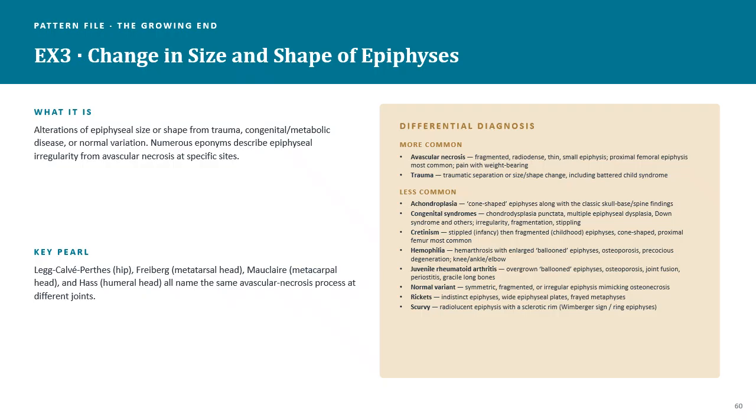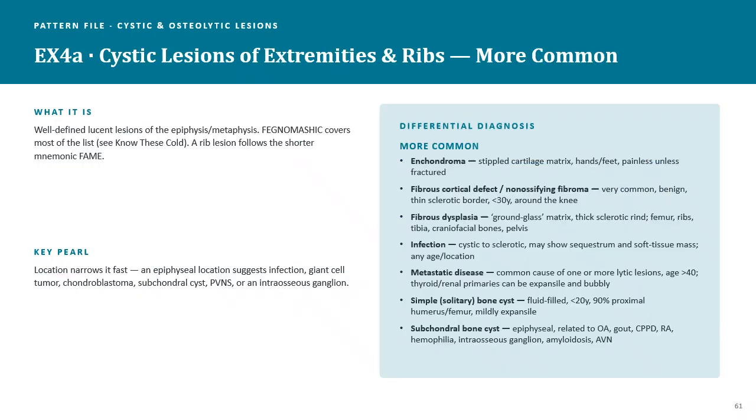And then they couple that also with other things like, is it causing a problem with the blood supply? Clinically, if they present it as a result of some type of trauma, or is it a result of some type of abnormal development? On the next couple of slides, we're going to look at cystic lesions of extremities and also the ribs. We're going to look at the more common causes that you see on this slide, and then on the next slide, we're going to look at the least common causes.